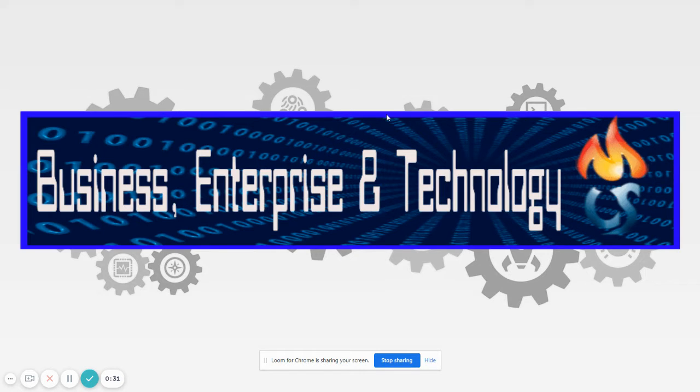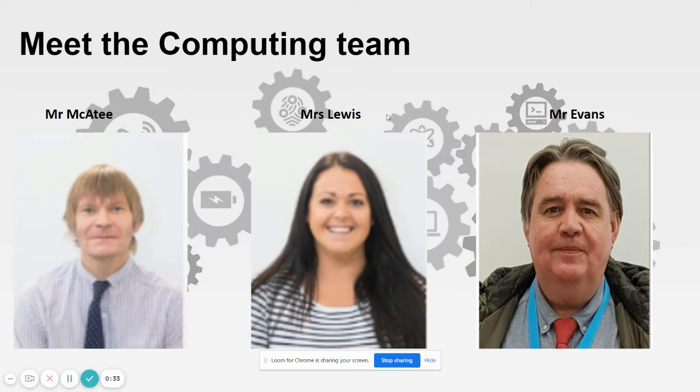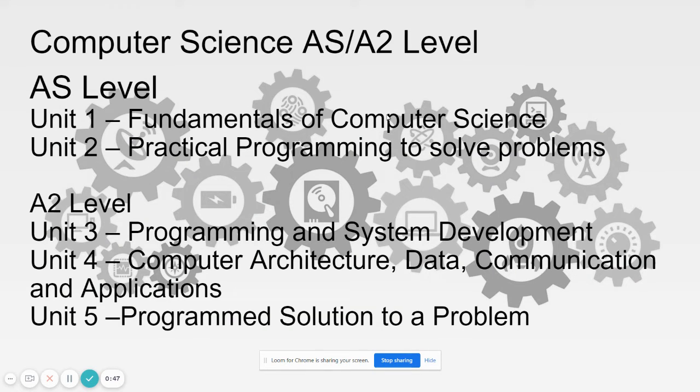Before I take you through this, let's meet the computing team. We have myself, we have Mrs. Lewis, and we have Mr. Evans. We're a small team that are responsible for delivering computer science, digital technology, ICT, along with computing at Key Stage 3. The computer science A-level is broken down into 5 units. There are 2 units that are studied at AS level and 3 at A2 level.